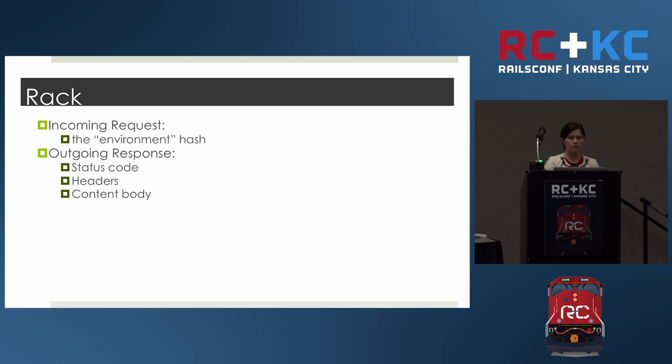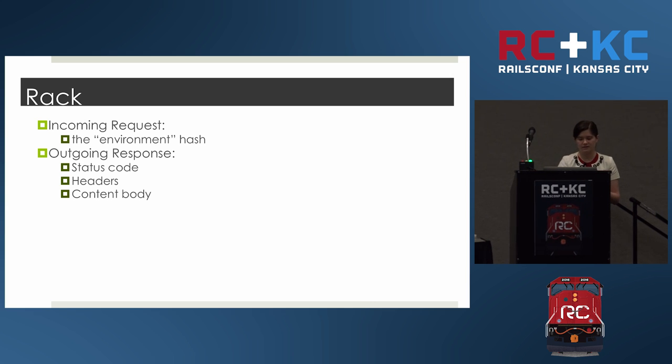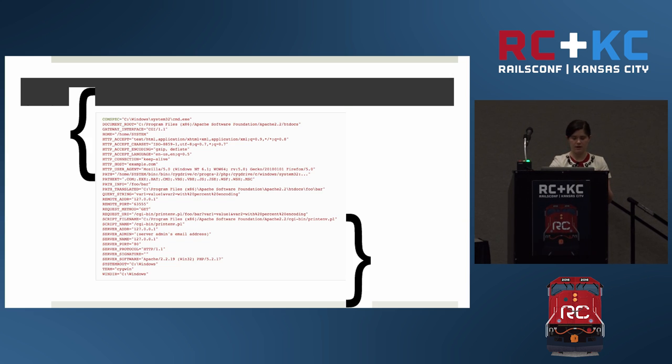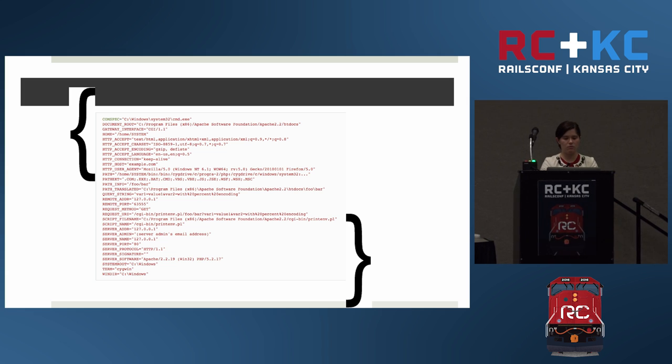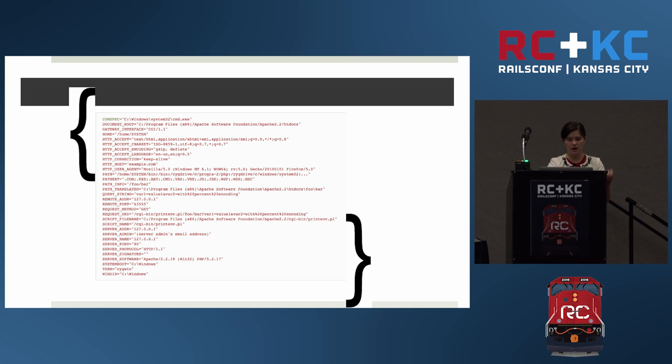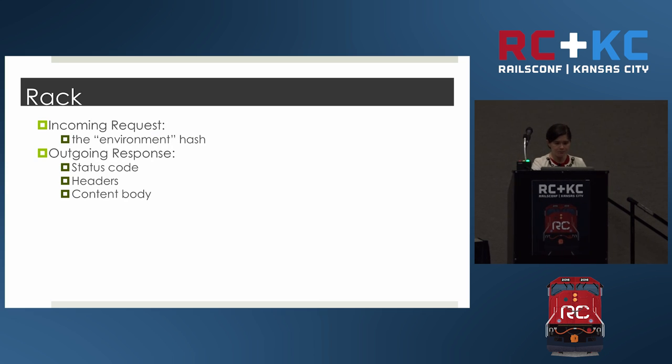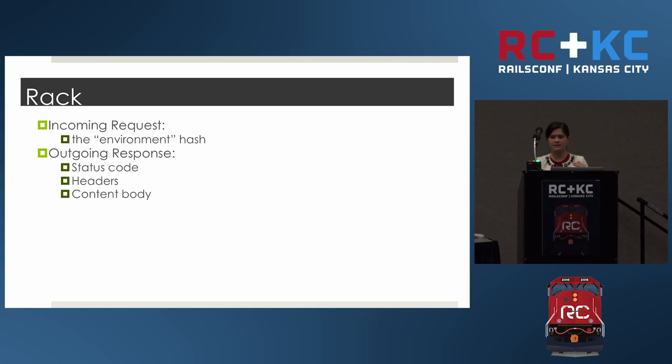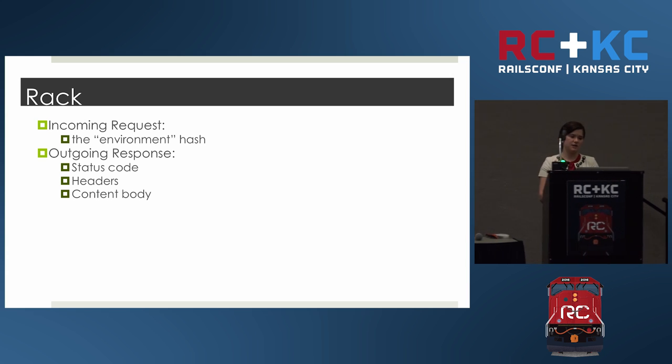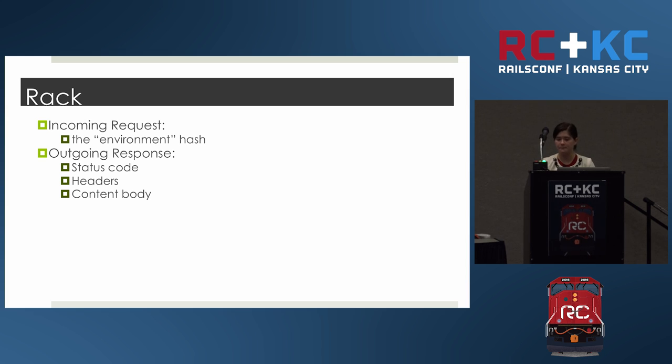So what does Rack look like to your application? To your application, it looks like there's an incoming request with the environment hash. We can see that Rack took inspiration from CGI because it essentially took those environment variables and wrapped them in a hash and called that the environment, but it's no longer setting those variables on the environment, it's passing that into your code. The outgoing response that your app is going to return includes the status code, the headers, and the content body.